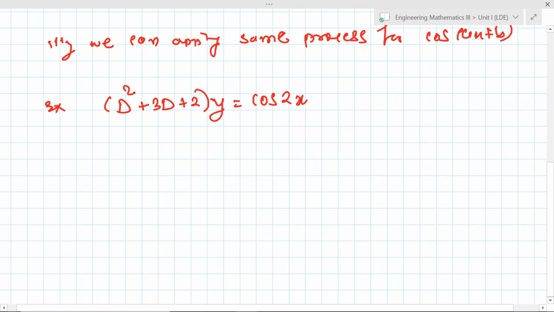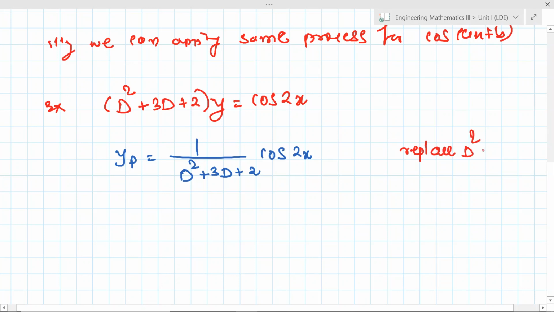Now what is my yp here? So yp is equal to 1 upon (D square plus 3D plus 2) into cos of 2x. Now the case says that replace D square by minus a square. What is my a? A means 2, its square is 4, and multiplied by minus, minus a square is equal to minus 4. Replace D square by minus 4 here. So what do I get?